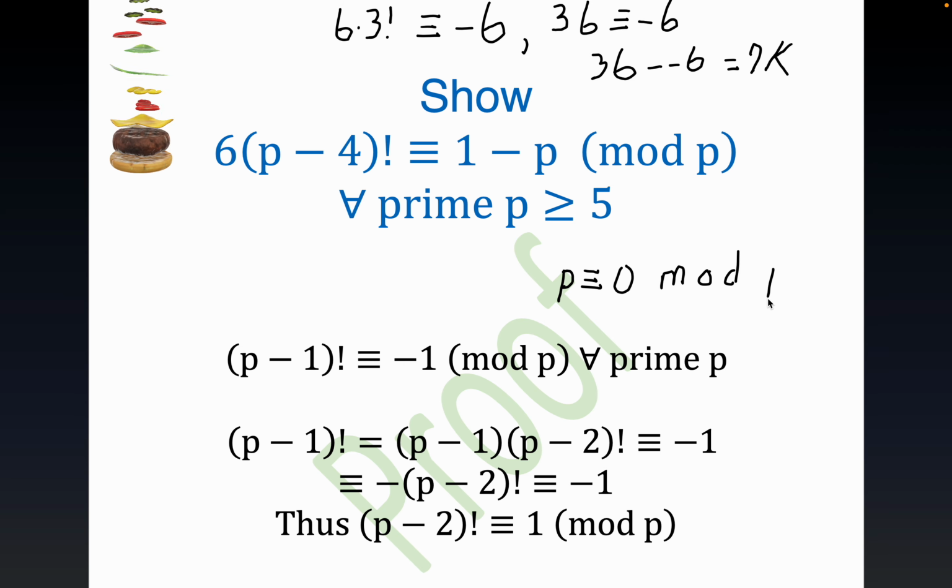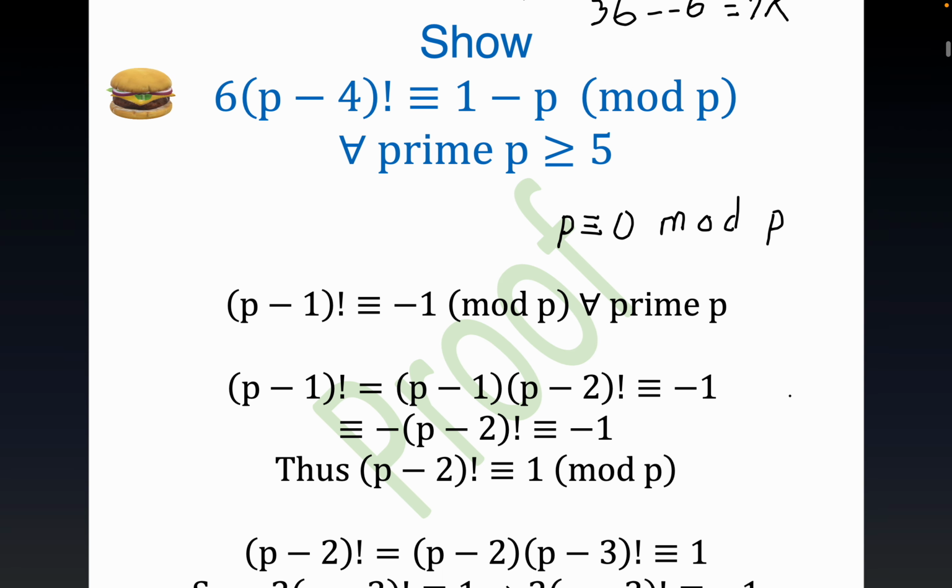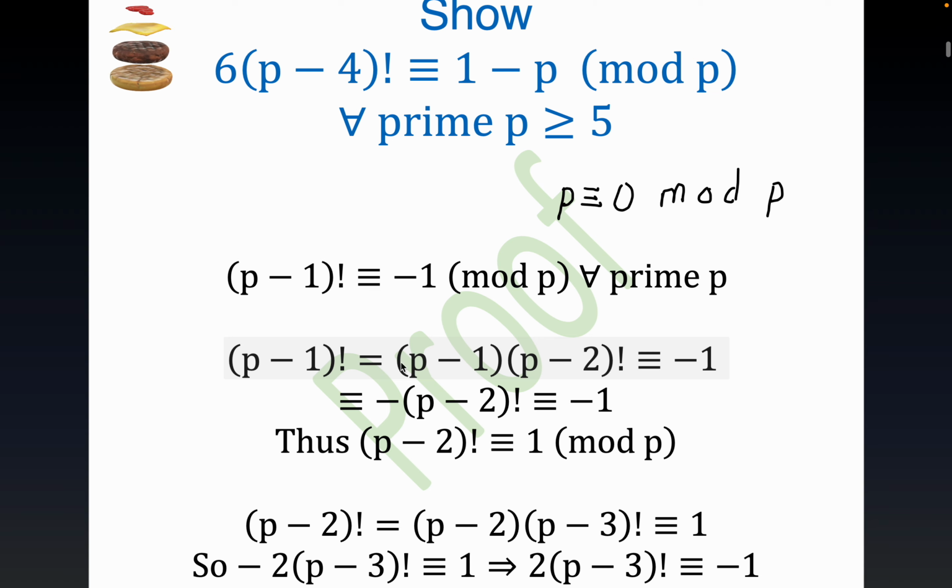And again, for those of you not familiar, this means the same thing as saying p minus 0 is a multiple of p. Well, it's trivially a multiple of p. And so that's exactly what we do in this very first step right here. We take p to be 0. This just becomes -1. And that's how you end up with this intermediate result, which is also a consequence of Wilson's theorem: p minus 2 factorial is congruent to 1 mod p.